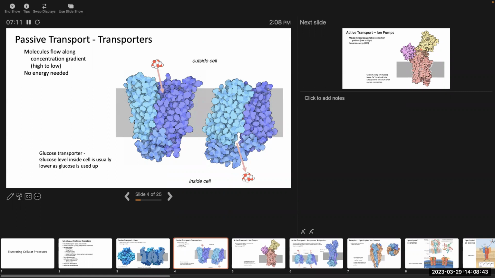This does not require any energy because the glucose is moving along its concentration gradient from high to low. And the reason that the concentration of glucose is low on the inside of the cell is because the cell is continuously using glucose for energy. So that glucose is constantly being broken down by glycolysis and by the Krebs cycle to generate energy for the cell. So you're always depleting the glucose on the inside. So that means that the concentration is almost always higher on the outside of the cell. So the glucose can just flow passively through this transporter molecule to the inside.